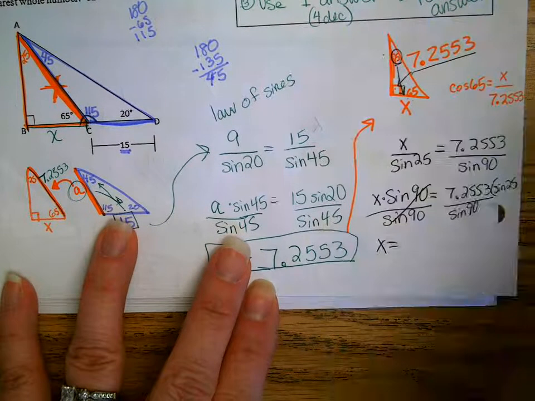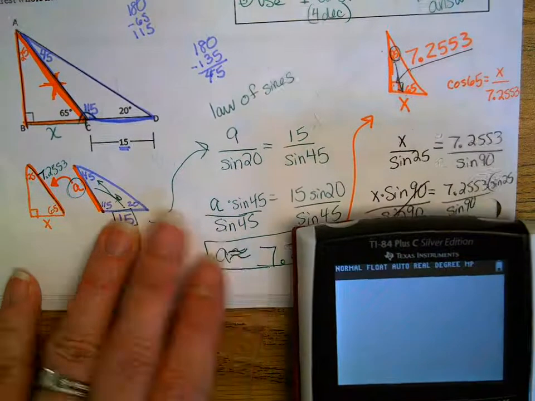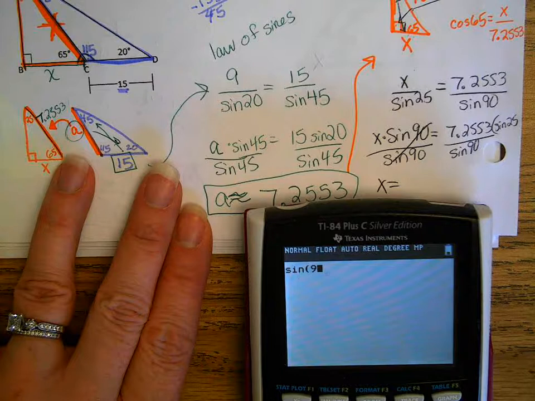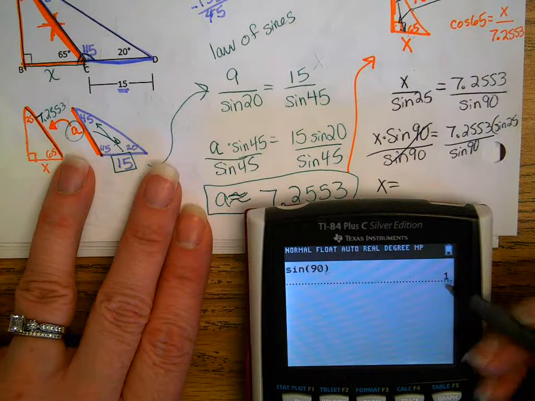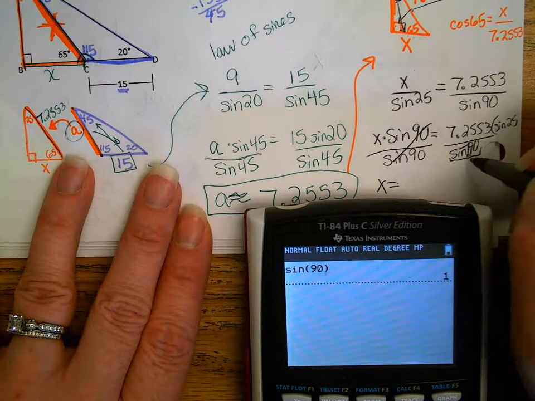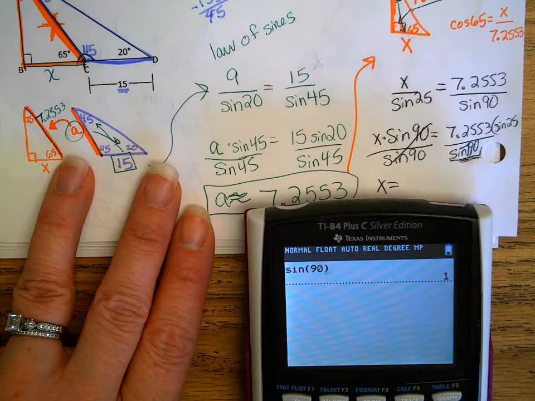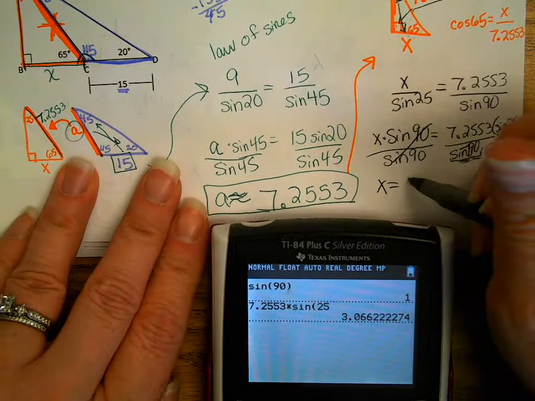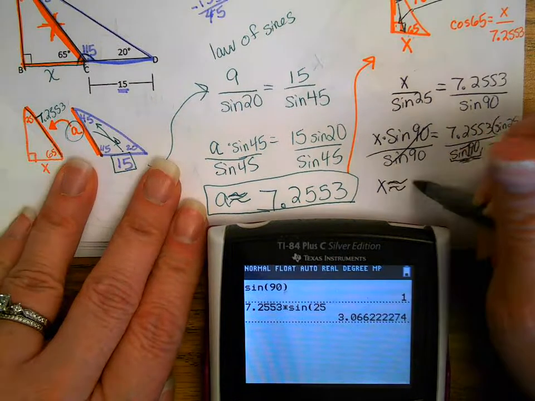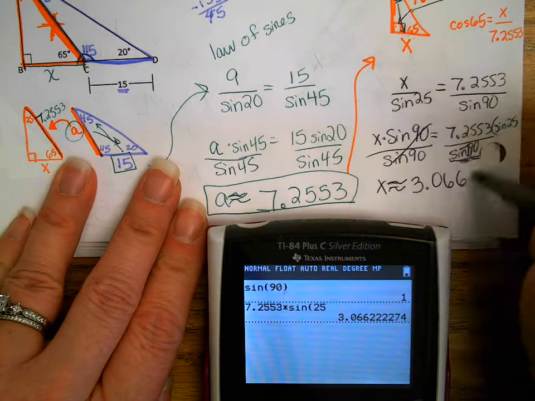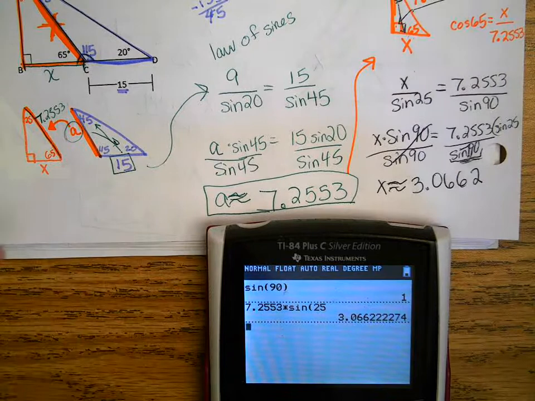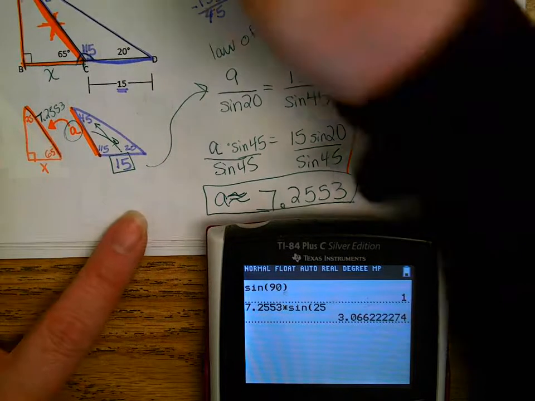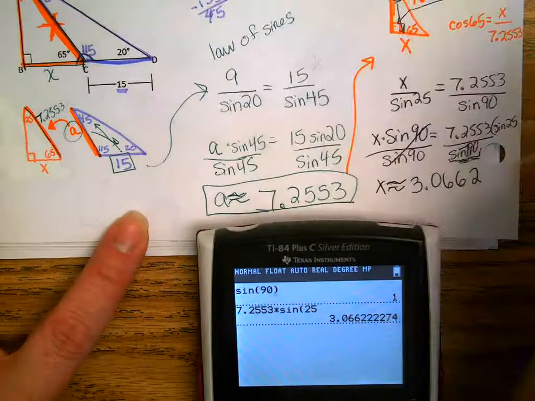So x equals, one thing I'm just going to type in here and show you something. Sine of 90, it's just 1. So that denominator right now, the sine of 90, is just the number 1. So really, we're just taking the 7.2553 and multiplying it by sine of 25. Gets me approximately 3.0662. And to the nearest whole number, x equals 3 for the final answer here. Okay.